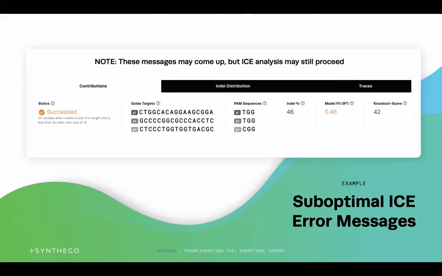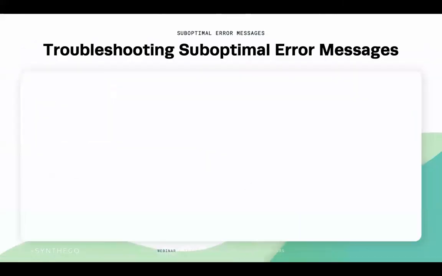If you see a status of succeeded in orange with an error message below as seen here, this is considered a suboptimal ICE analysis. The different error messages will indicate what needs to be improved to have ICE successfully analyze your sequence files. 2 common examples of these suboptimal error messages and the possible causes why the messages occurred will be covered on this slide. Each of these error messages have recommendations corresponding to them Synthego recommends applying to troubleshoot the analysis.